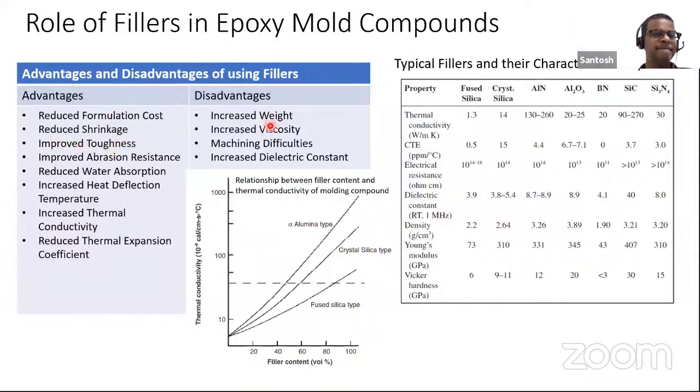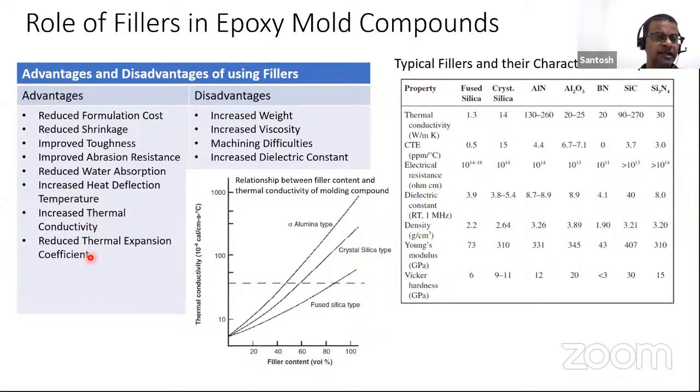Improve the toughness, then improve the abrasion resistance, reduced water absorption because organic matrix tends to absorb a lot of moisture. So by putting inorganic fillers, you tend to reduce the water absorption. It increases the heat diffusion temperature, increases thermal conductivity because organic matrix doesn't conduct heat a lot. So inorganic matrix like alumina or aluminum nitride or even silicon dioxide, they tend to conduct some heat to some extent. So the thermal conductivity of the matrix is increased by putting inorganic fillers.